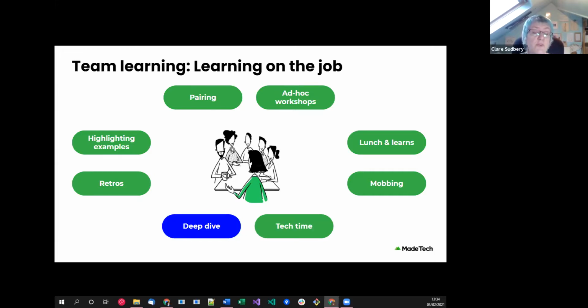Deep dive I've mentioned before, but encouraging people to do those deep dives when they need to explore further and learn more about the technologies that they're using.